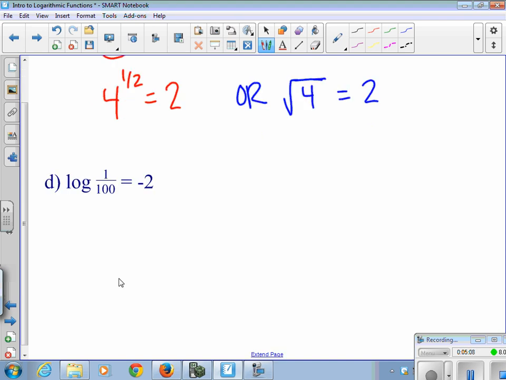Now, last one, this is just a log of 1 over 100. There's no base that I can see here. And so if I don't have a base, the base is understood to be 10. Anytime there's no base in a log, it's just going to be 10. And so then I'm going to shell snail. And so that would be 10 to the negative 2 equals 1 over 100.